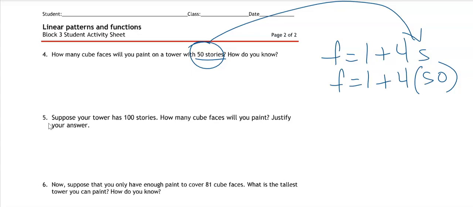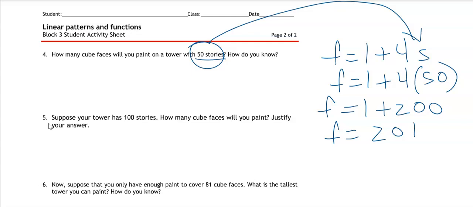Well, let's see. 4 times 50 is 200 plus the 1 equals the number of faces. And 1 plus 200, well, that's 201. So there will be 201 cube faces that we'll have to paint on a tower that has 50 stories. And we've just demonstrated how we know algebraically. So that's fantastic. Now I'm going to let you do number 5 on your own.